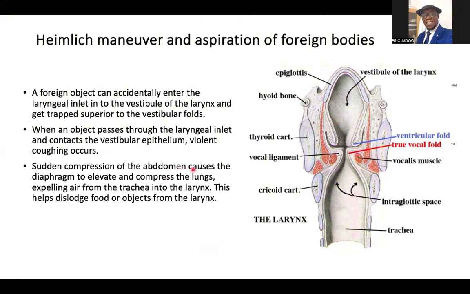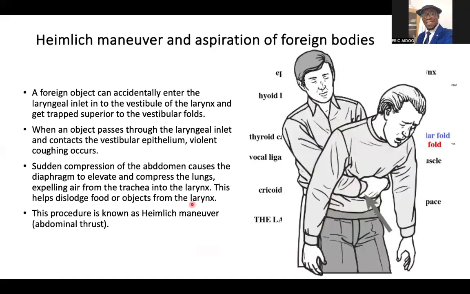Sudden compression of the abdomen causes the diaphragm to elevate and compress the lungs, expelling air from the trachea into the larynx. This helps dislodge food or objects from the larynx. This procedure is known as the Heimlich maneuver or abdominal thrust. So that is what is being demonstrated here. Okay, so you exert pressure in the abdomen towards the thorax, and then you cause air to rush out.